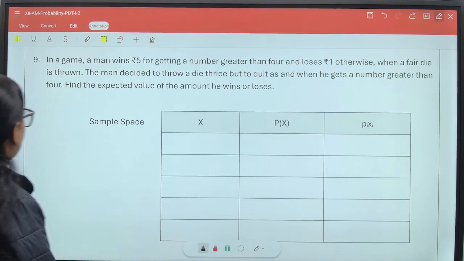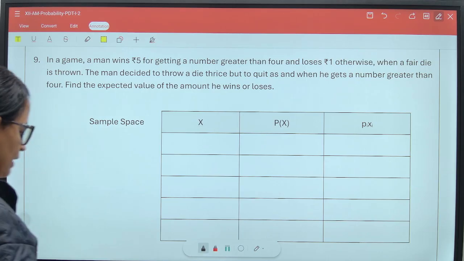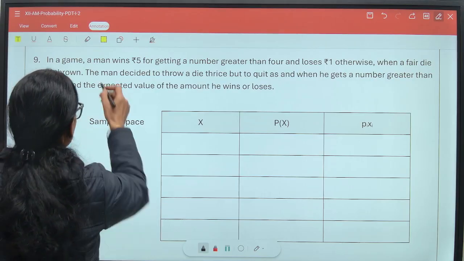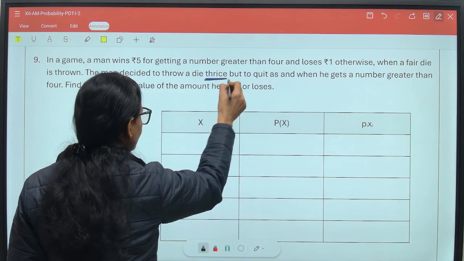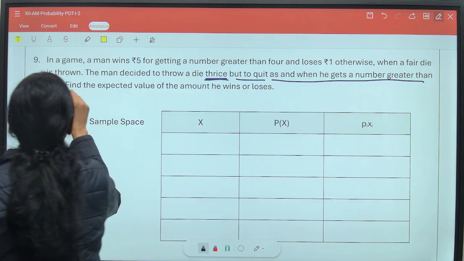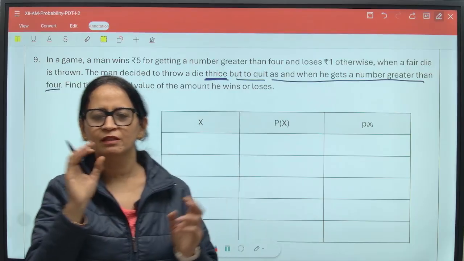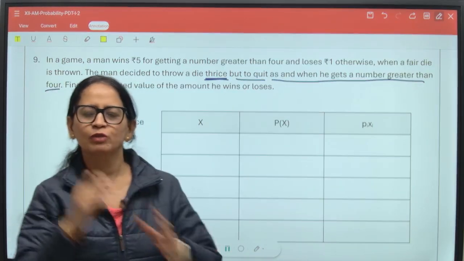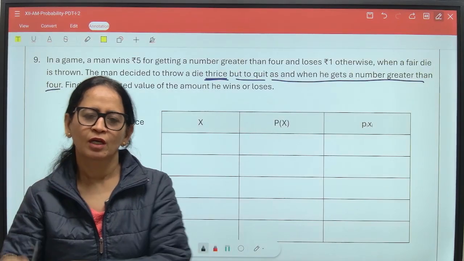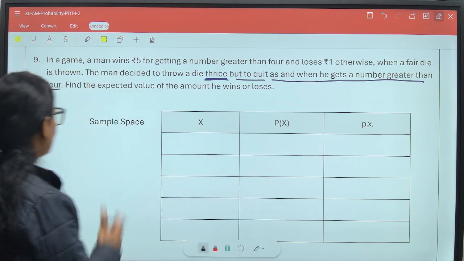In a game, a man wins ₹5 for getting a number greater than 4 and loses ₹1 otherwise when a fair die is thrown. So you have the sample space. What is the sample space? Let's look at it. The man decided to throw a dice thrice. So he's throwing it thrice, but to quit as and when he gets a number greater than 4. So if you get a number greater than 4 in the first throw, you quit. If you get a number greater than 4 in the second throw, you quit. If you get a number greater than 4 in the third throw, you quit. Otherwise also, because you have done all the 3 throws, you quit after 3 throws.